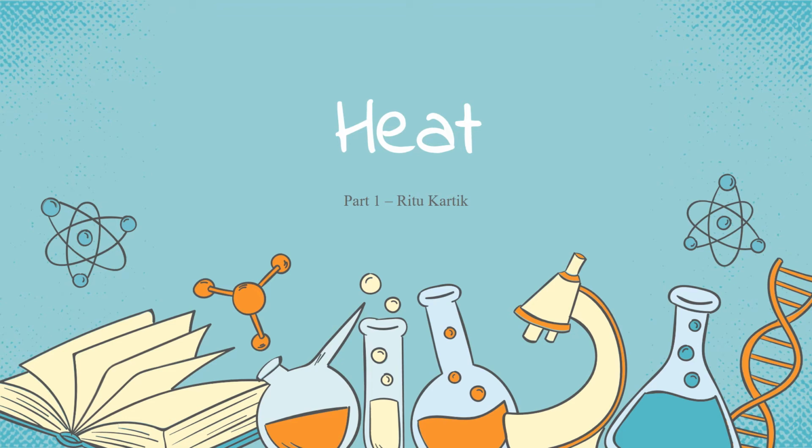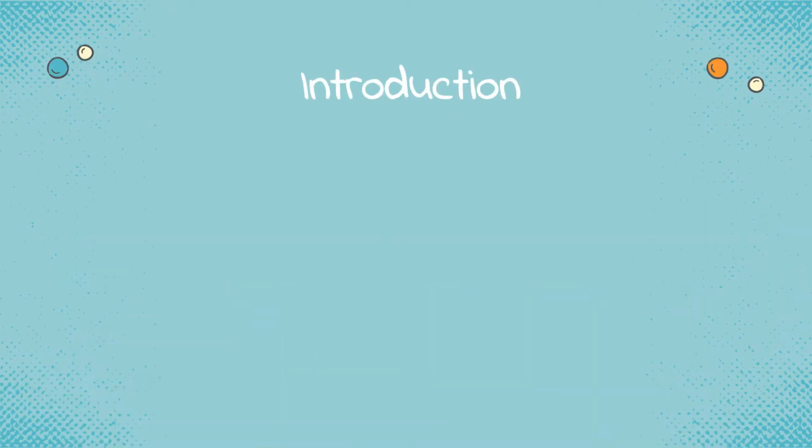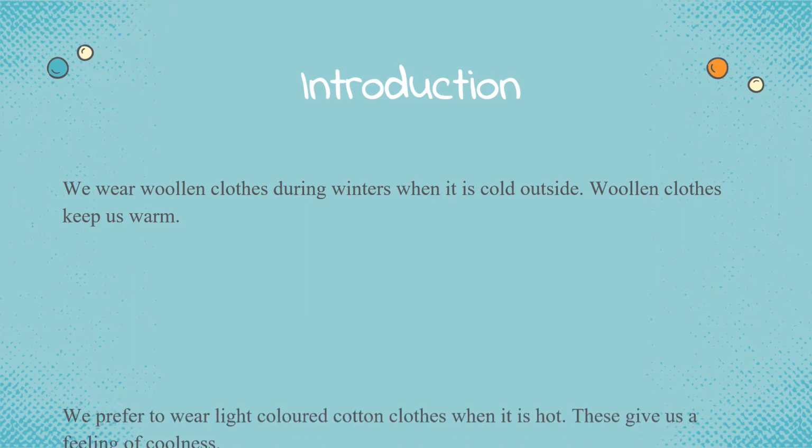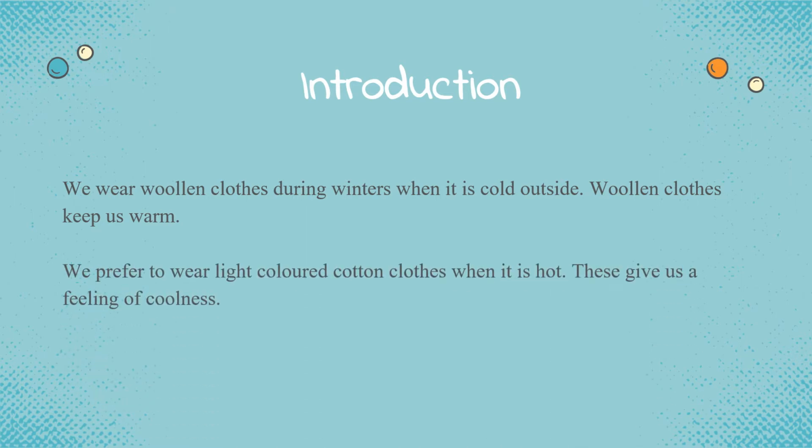Guys, we're going to learn about heat today. So let's start off right away. I'm going to give you a little introduction about heat, and it's going to give us an idea of what we're talking about. We usually wear woolen clothes during the winters when it's cold outside because woolen clothes keep us warm. For example, sweaters and cashmeres and just thick things that keep us warm when it's super cold outside. On the other hand, we prefer to wear light-colored cotton clothes when it's hot because these give us the feeling of coolness.